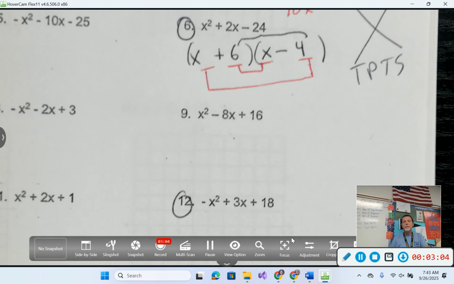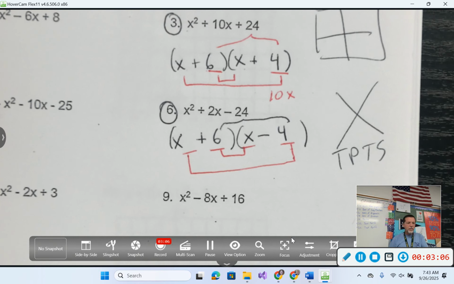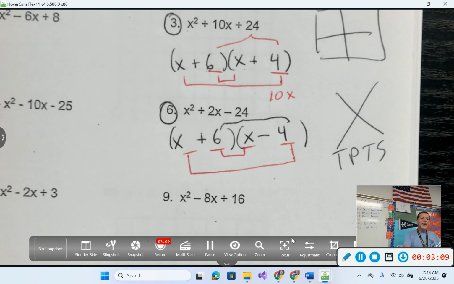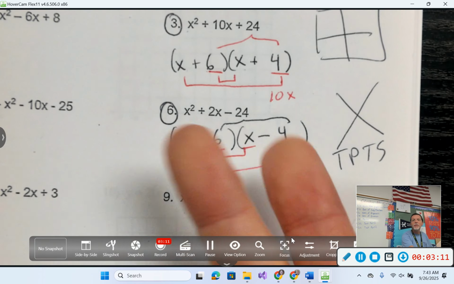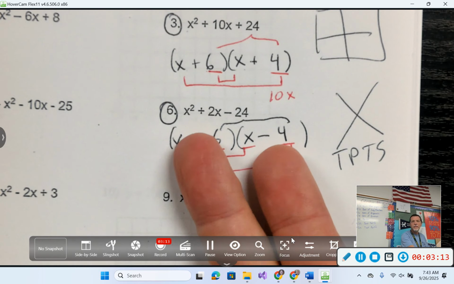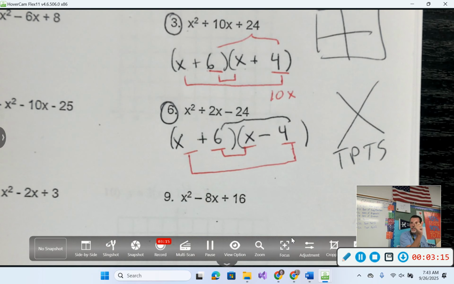It doesn't matter what side they're on, right? Just imagine the sign. That's right. The signs matter. You said that exactly right. The signs matter, but the order does not. As long as x minus 4 is together, it doesn't matter which factor comes first.